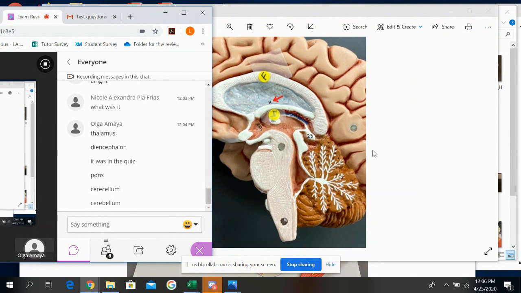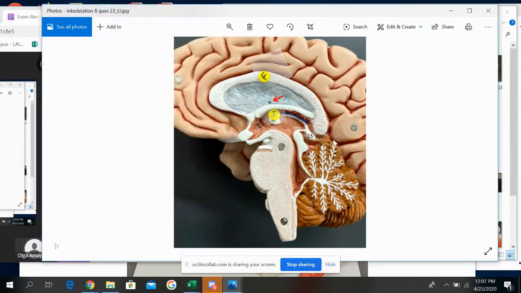Has a weird name. It's tent... no. Tentorium cerebelli. Again, tentorium cerebelli is the dural fold that separates the cerebrum from the cerebellum. Okay, very important for you guys to know. Okay, moving on.